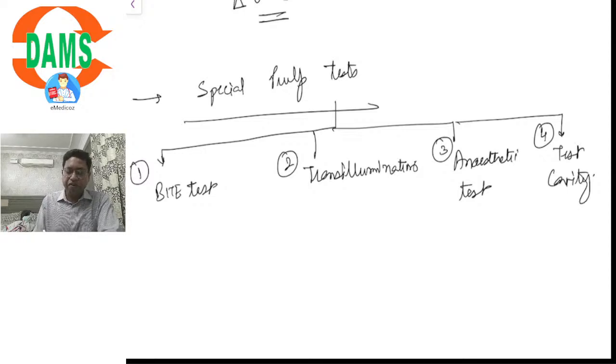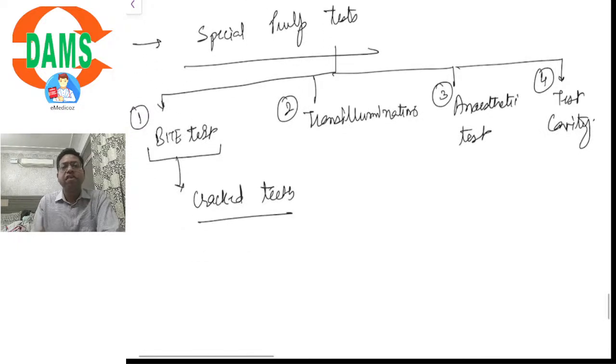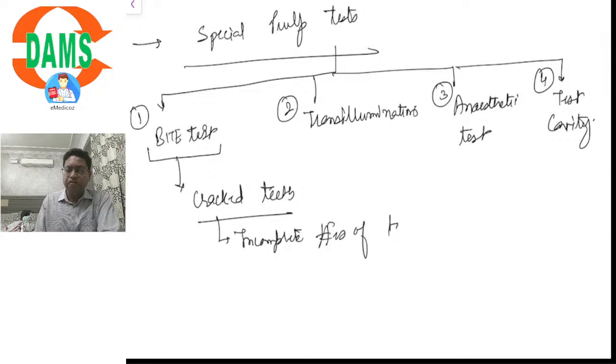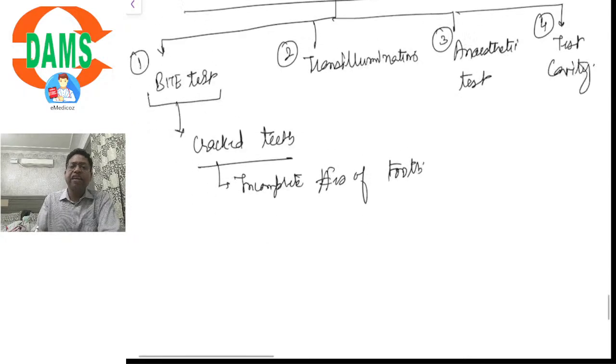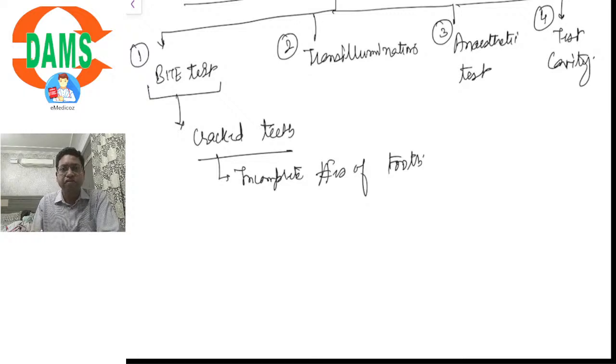If we see them one by one, what is the bite test? The bite test is basically used to find the situation of cracked teeth. What are cracks? Cracks and crease lines are incomplete fractures of the tooth where there is no loss of tooth structure, and they can give rise to confusing clinical symptoms to the patient. So whenever we suspect a crack in a tooth, we can use a bite test.